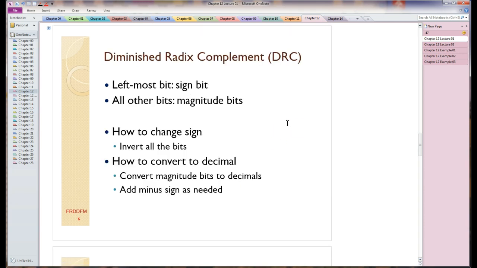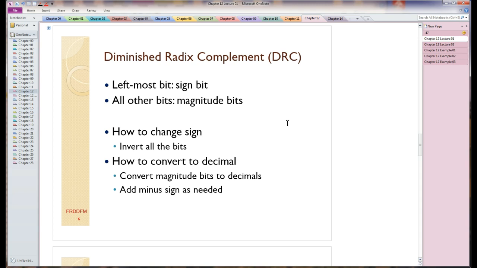The second format is diminished radix complement, and it's similar to sign magnitude. Leftmost bit's a sign bit, all the other bits are magnitude bits, but what's different is to change the sign of that number, we invert all the bits. Not just the sign bit, we invert all the bits.